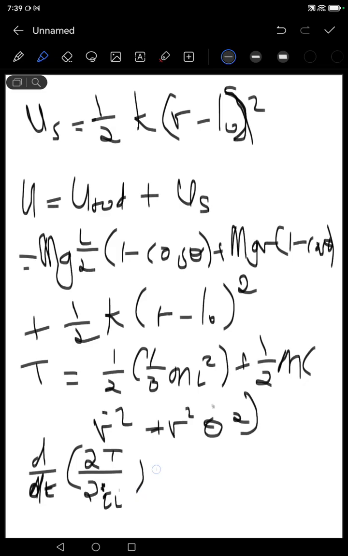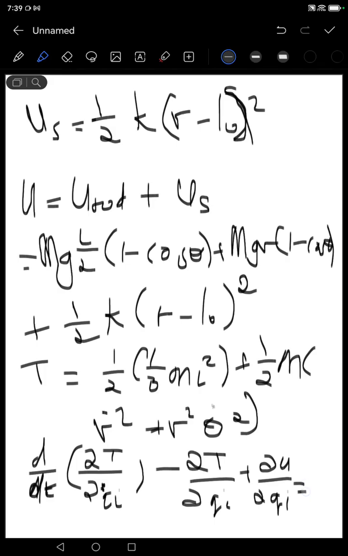Okay, so d over dt of the partial derivative of T with respect to q_i dot, minus the partial derivative of T with respect to q_i, plus the partial derivative of U with respect to q_i, is equal to 0. Why we're equating to 0 is because in our system we don't have any force. If we had a force, we would say equals the force that we were given. Okay, so now I said on the q_i, we're going to start with theta. So wherever there's q, we're going to start with theta.